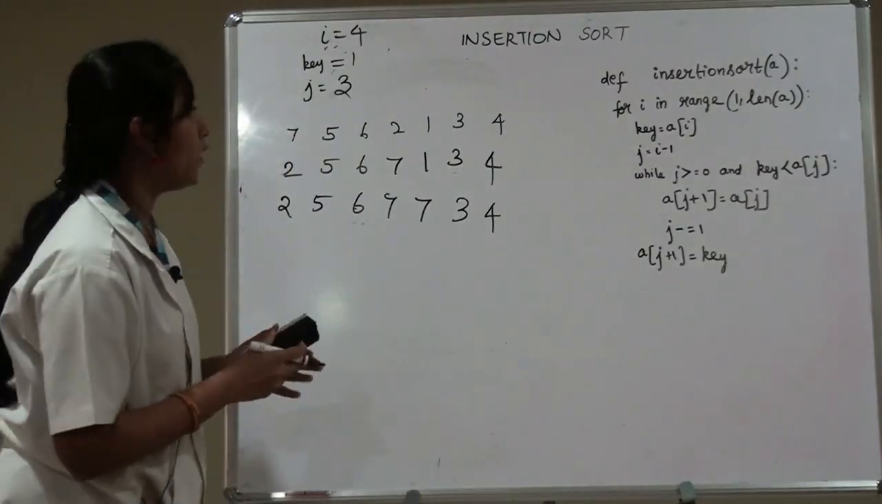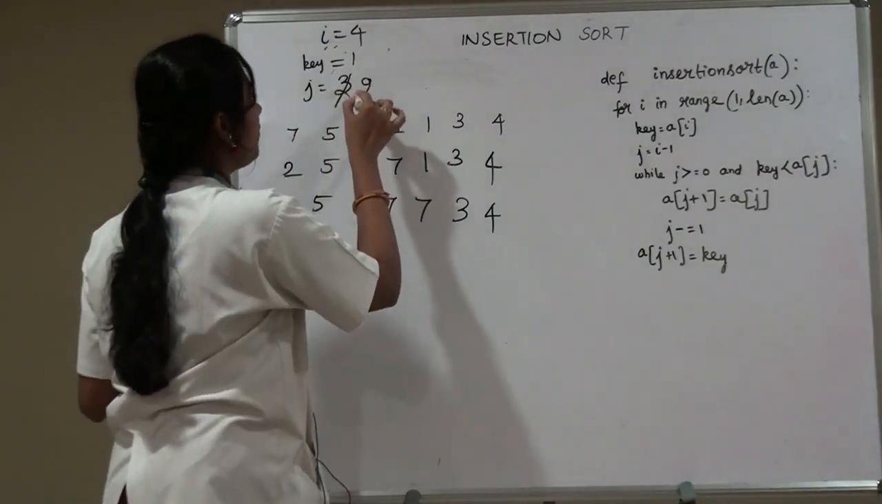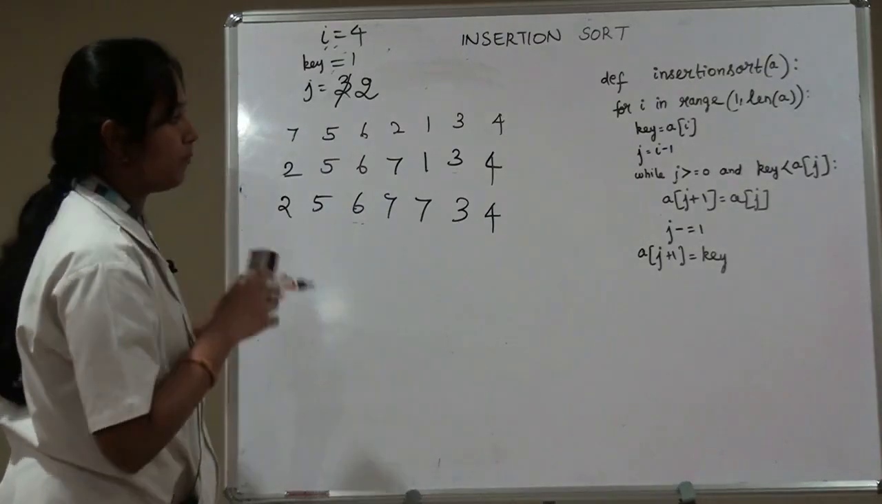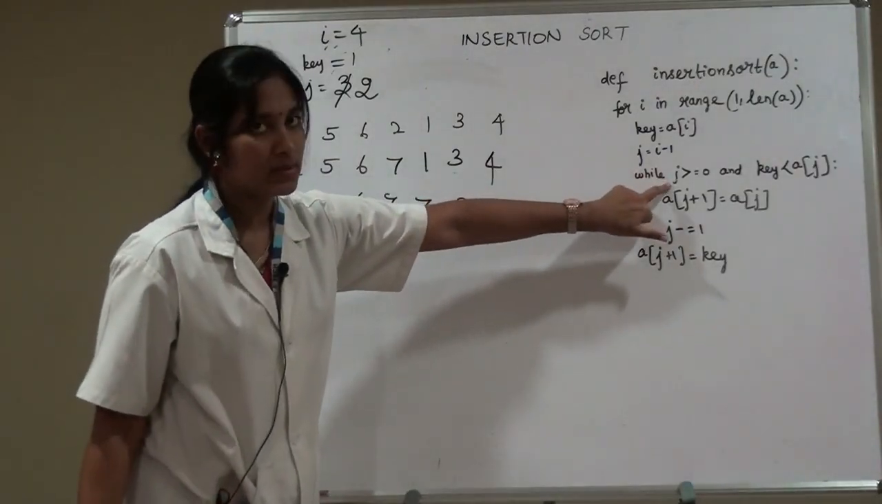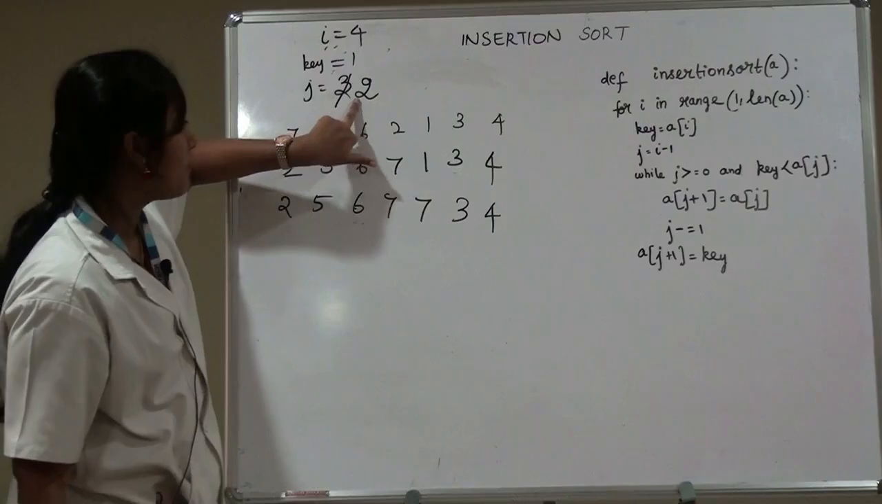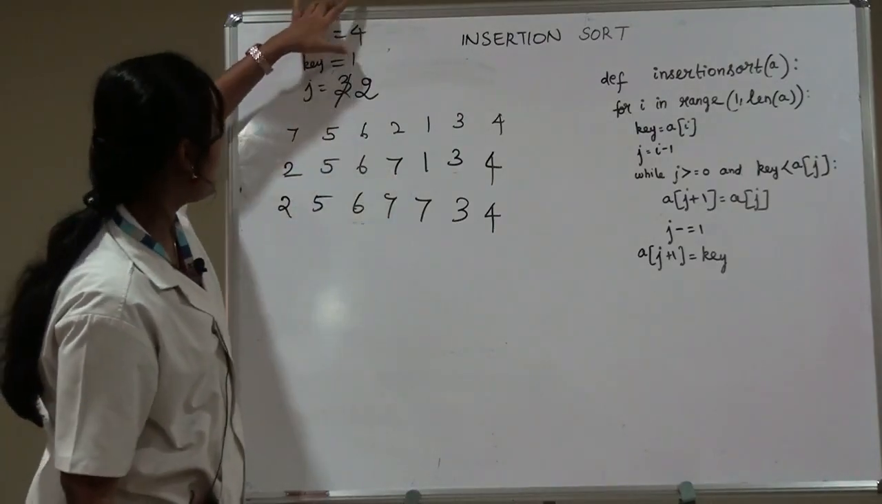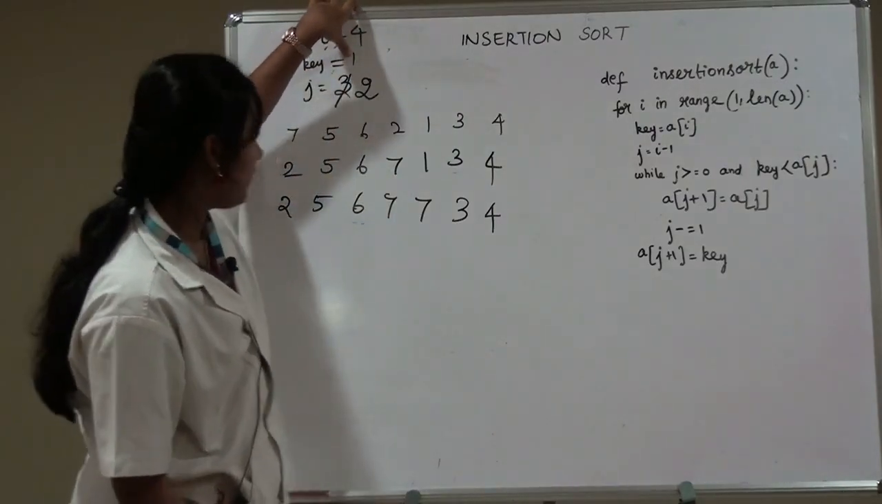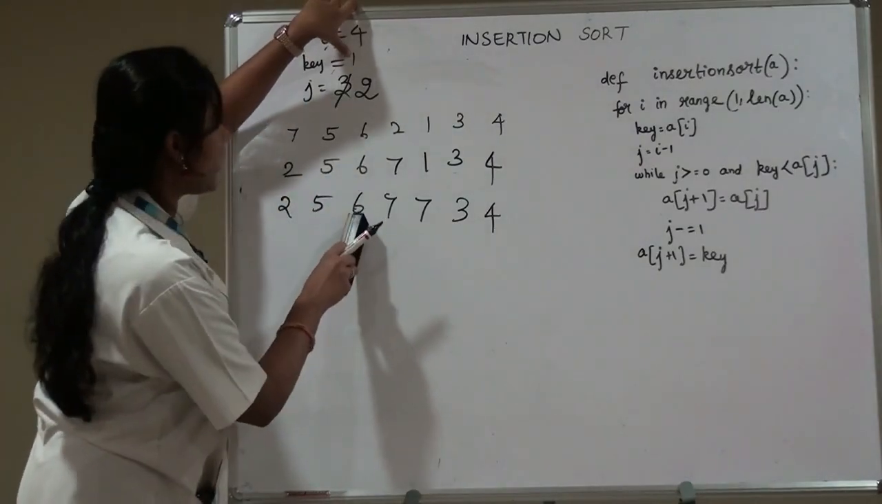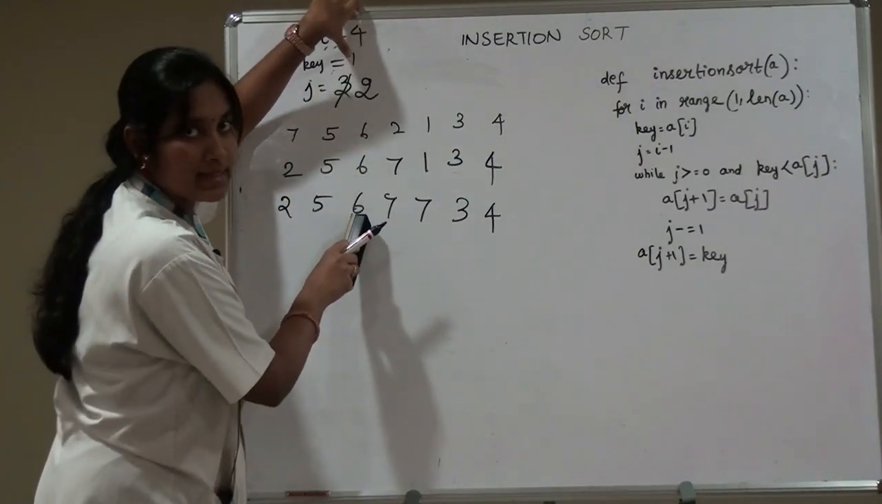Then what am I doing? I am decrementing the value of j. Now j becomes 2. Again, j greater than or equal to 0. The condition is satisfied. After that, what is my key value? 1. I am comparing 1 with a of 2. So I am comparing 1 with 6. So 1 is less than 6.